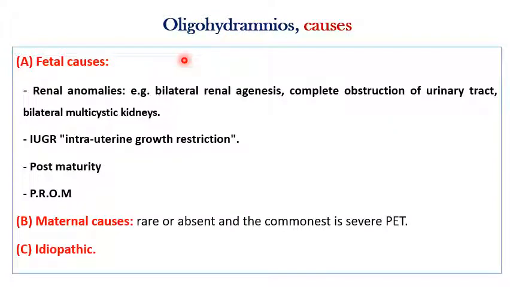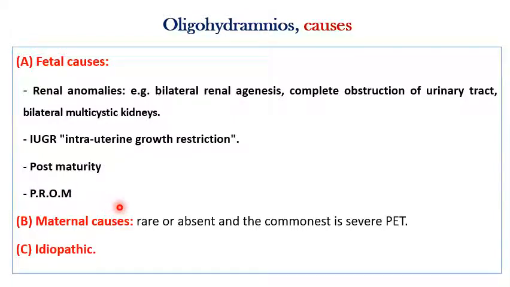Oligohydramnios. There may be again fetal causes, maternal causes, and idiopathic. But fetal causes are expected more than maternal and idiopathic causes. Actually, if you remember, the kidney is the main source of amniotic fluid, so renal anomalies are the commonest causes leading to oligohydramnios, like bilateral renal agenesis or complete obstruction of renal tract, or bilateral multicystic kidney with failed fetal kidney, or intrauterine growth restriction with decreased amount of urine formation, or post-maturity or premature rupture of membrane.